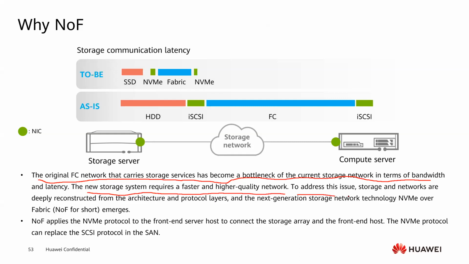To address this issue, storage and network are deeply reconstructed from the architecture and protocol layers. The next generation storage network technology, NVMe over Fabric, emerged. It applies the NVMe protocol to the front-end server host to connect the storage area and the front-end host. The NVMe protocol can replace the SCSI protocol in SAN.